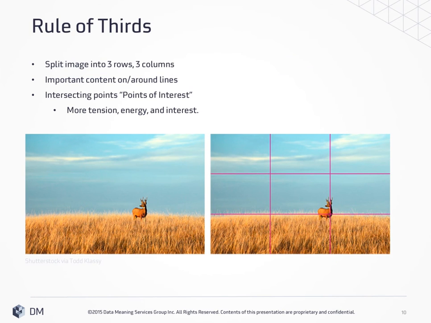Another theory that can be used in design is the rule of thirds. This theory is often used in photography as a way to make photographs more visually interesting. By dividing the canvas into 3 rows and 3 columns, we have lines that create intersections or points of interest. Placing content on or around these lines can give your composition more tension, energy, or interest.